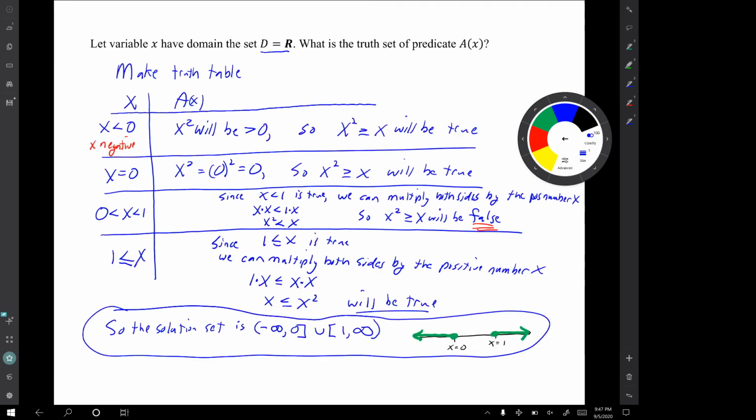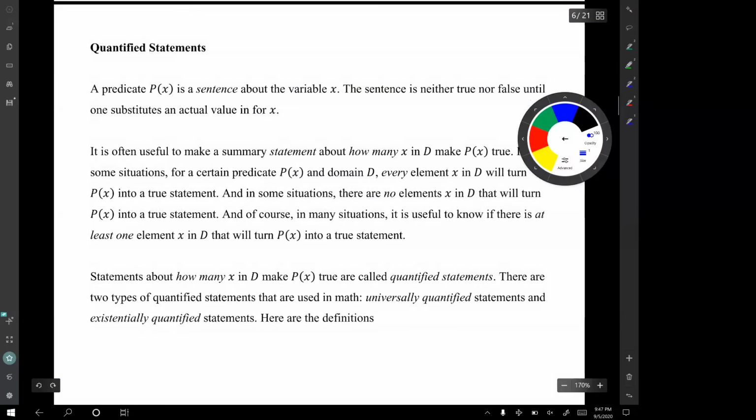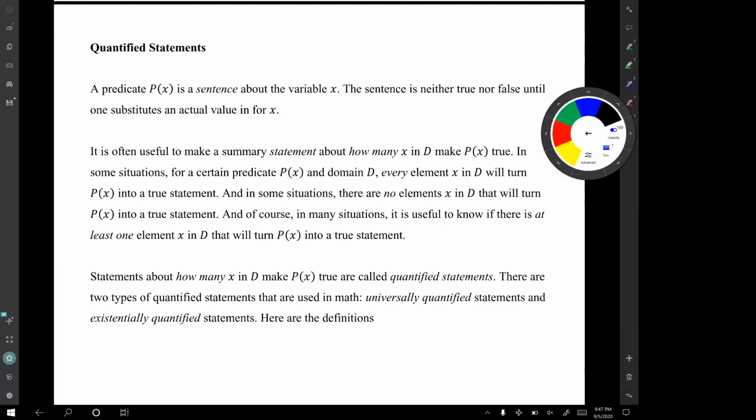All right, well, that's the last domain that we'll study for that predicate A of x. Now I want to talk about quantified statements. Remember that a predicate is a sentence, and it's a sentence about the variable x. The sentence is neither true nor false until you substitute in an actual value of x. It's often useful to make a summary statement about how many x's in the domain will make P of x true. In some situations, for a certain predicate in their domain, every element in the set D will turn P of x into a true statement.